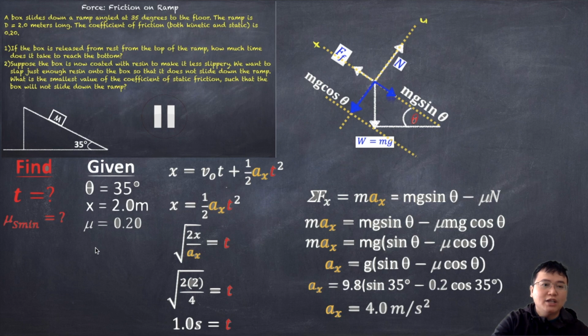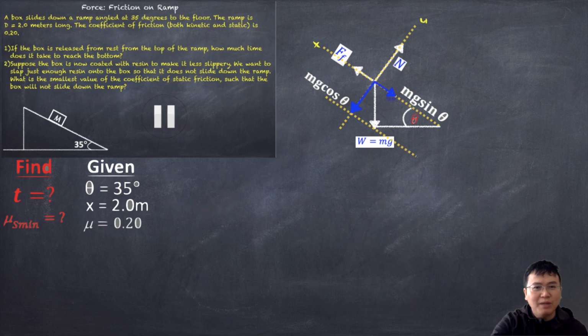So the next question asks you about mu. You say, wait a minute, didn't they give you the mu, the coefficient of friction? The second problem, they changed that a little bit. In the second problem, they say that you coat it with resin to make it less slippery. So they changed the mu. That's why it's no longer a given for the second problem. It's something that we need to figure out. Then it's not too complicated.